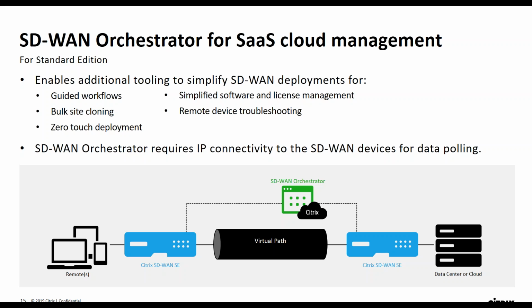When it comes to our software and license management, we do have centralized licensing through Orchestrator. So we offload all that responsibility, as well as not having to download multiple versions of the latest version of SD-WAN or something like that. We can just host that on the Orchestrator and push that out to each individual device.